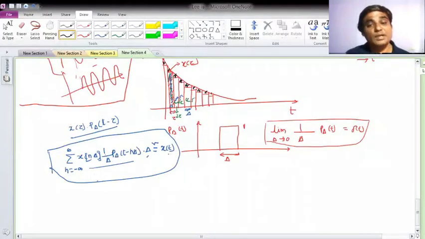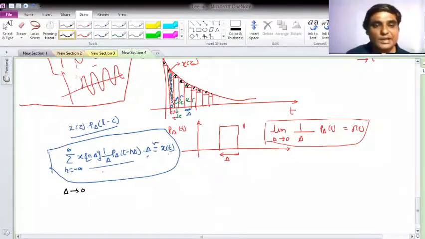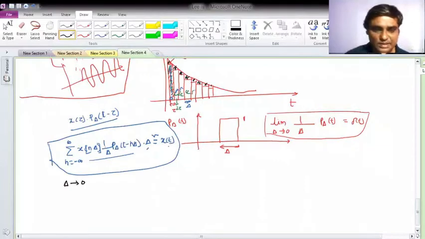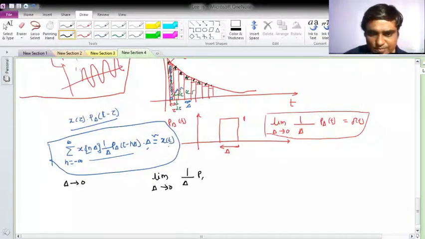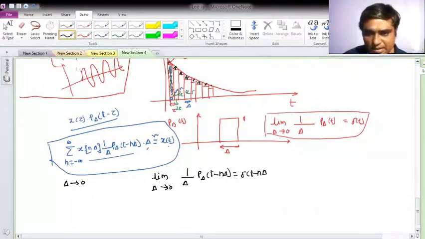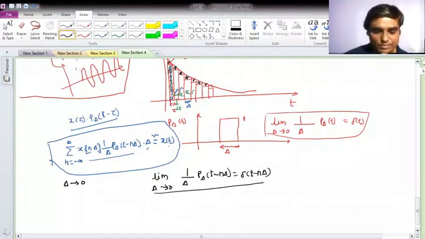So when will it be accurate? When my delta tends to 0, right? And when delta tends to 0, what does it mean? That will be as good as the representation of my Dirac delta or impulse function. Okay, and this is the reason I multiply with 1 over delta into delta. So this box function, the pulse function, limit delta tends to 0, 1 over delta into p delta, this will be nothing but my delta of t minus n delta. Okay, this way also I can approximate it.